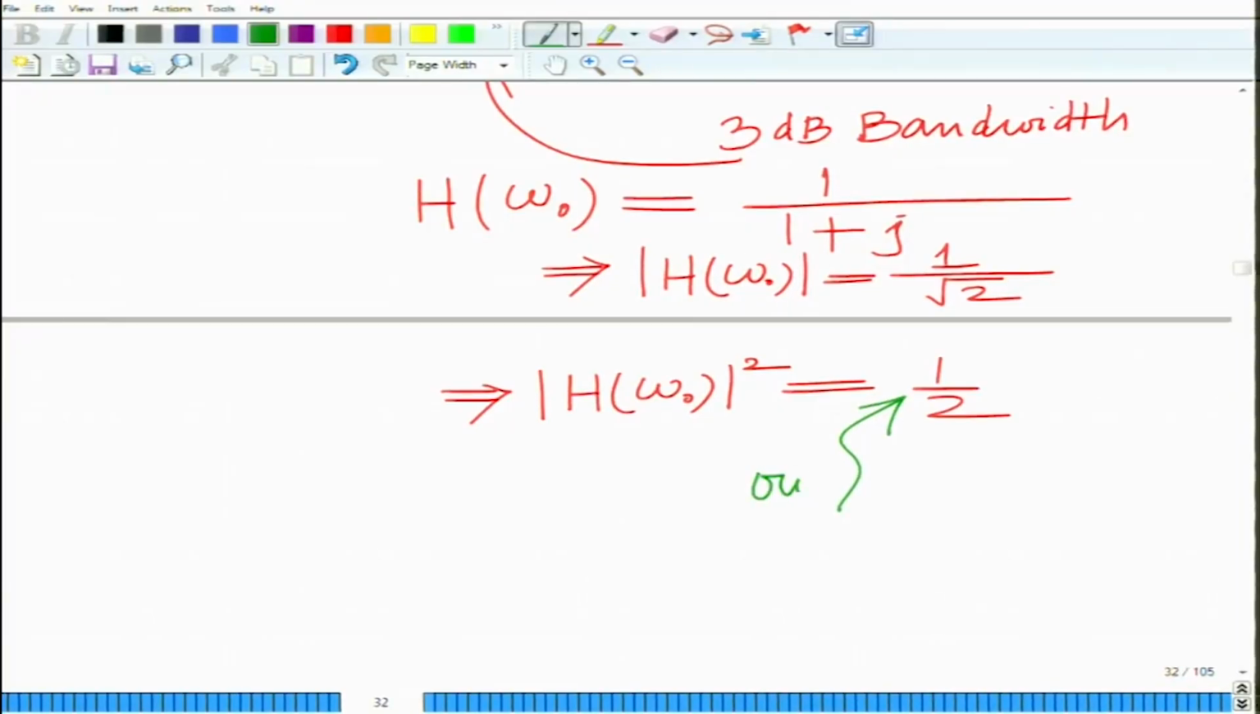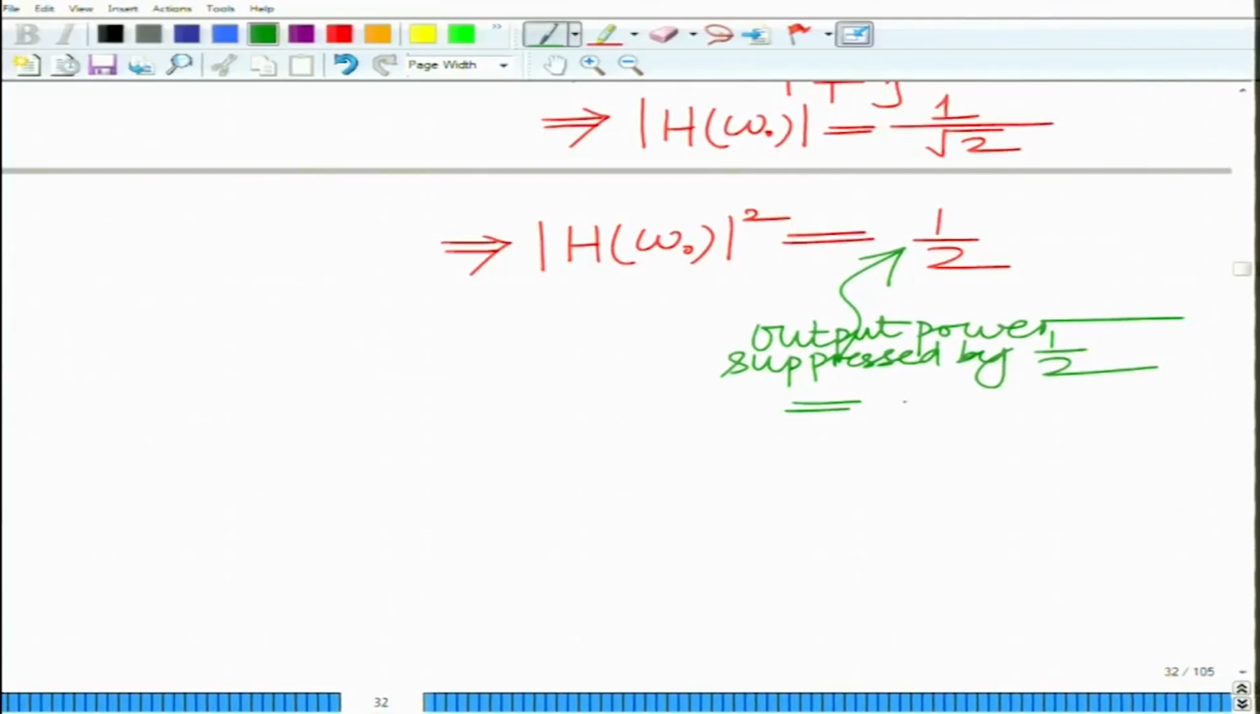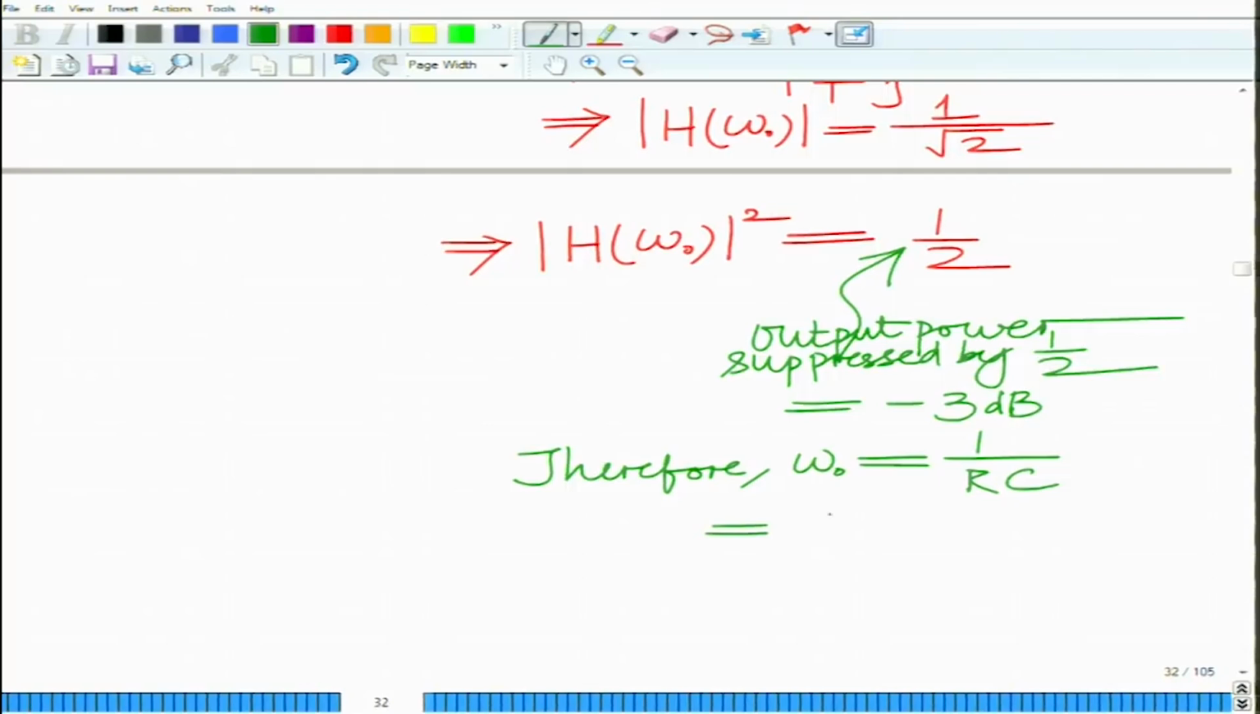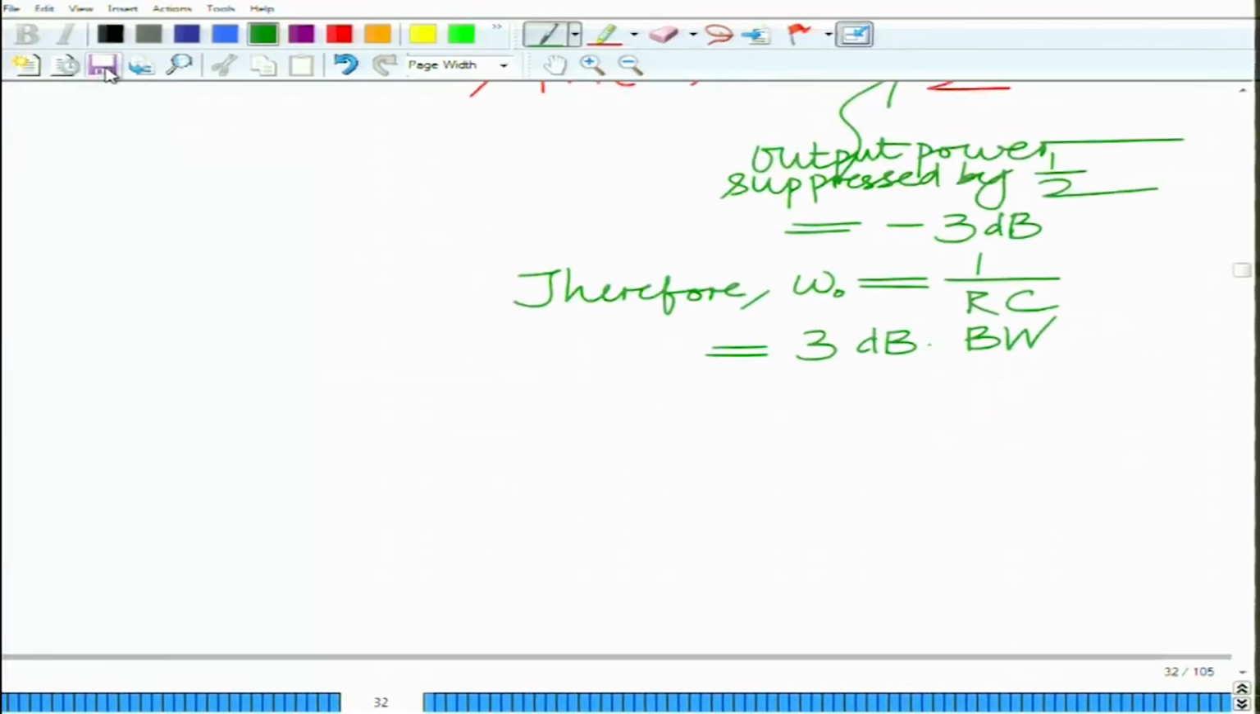So, the output power is suppressed by a factor of half. Magnitude H of omega naught squared corresponds to a minus 3 dB reduction in power, and hence omega naught equals 1 by RC equals the 3 dB bandwidth. Okay. And now that gives us an interesting relation.